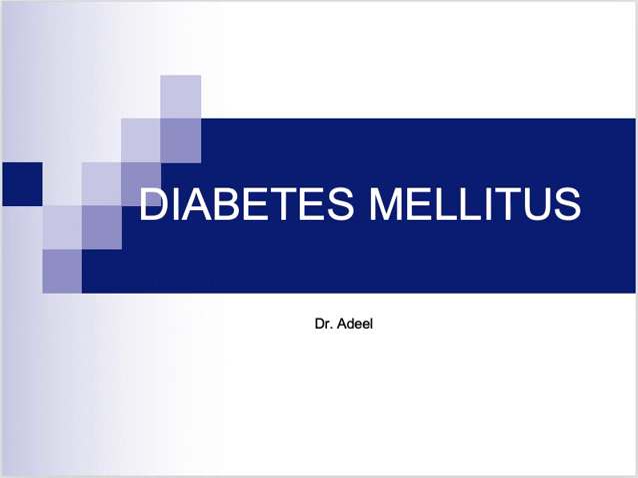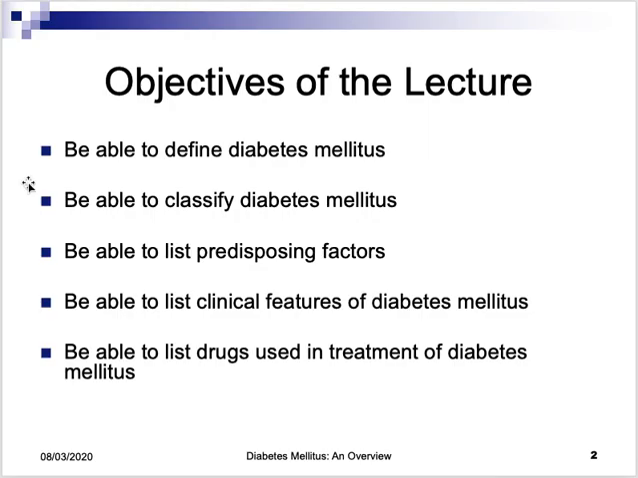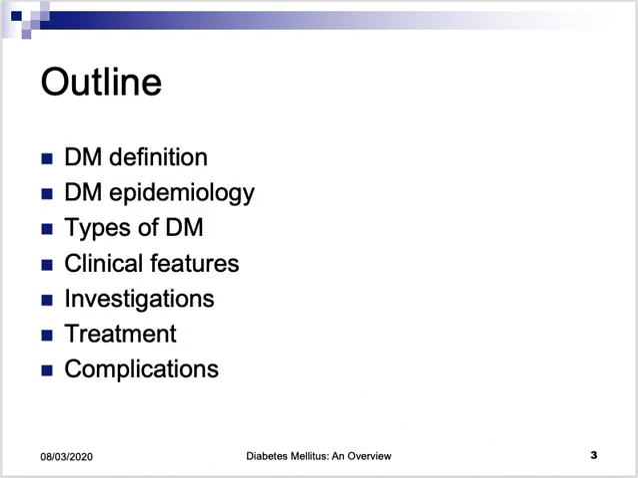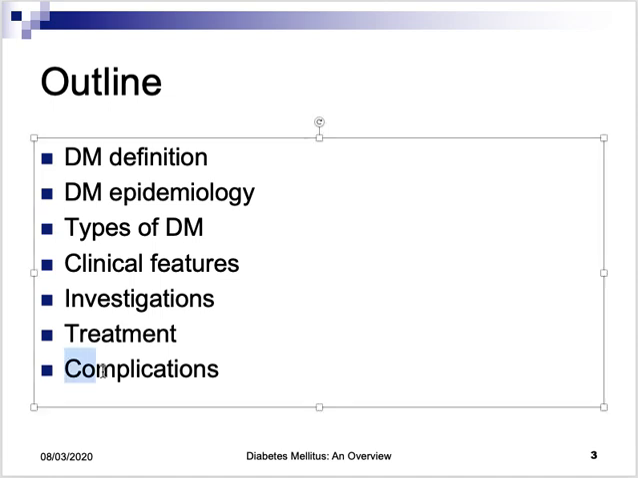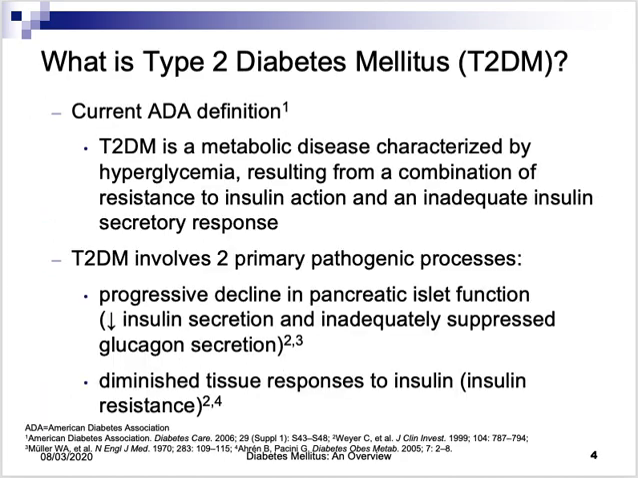So talking about diabetes, the objectives of this lecture are to be able to define what diabetes mellitus is, and then we will talk about the classification of diabetes mellitus. We will be discussing the clinical predisposing factors, then clinical features, and then what drugs are used or how we can manage diabetes mellitus. Not forgetting, we are also going to discuss the complications of diabetes mellitus. There are some short-term complications and some long-term complications.